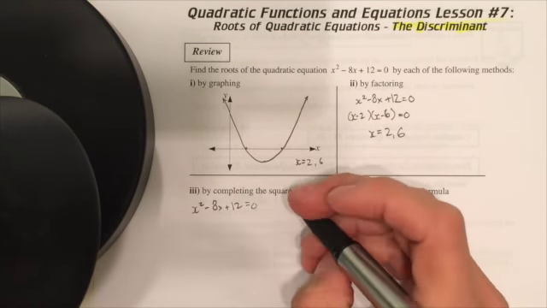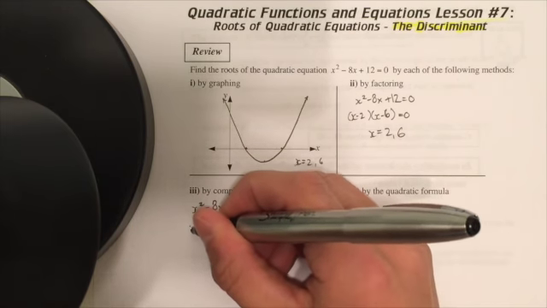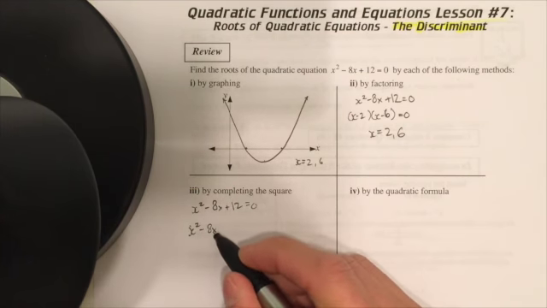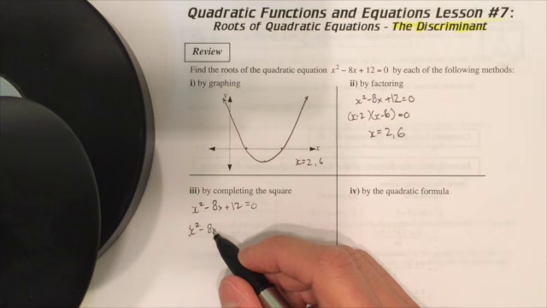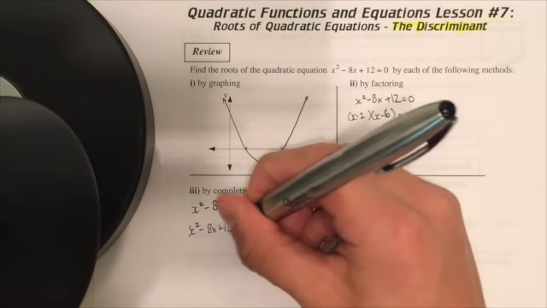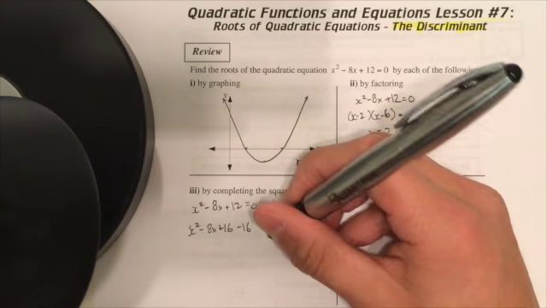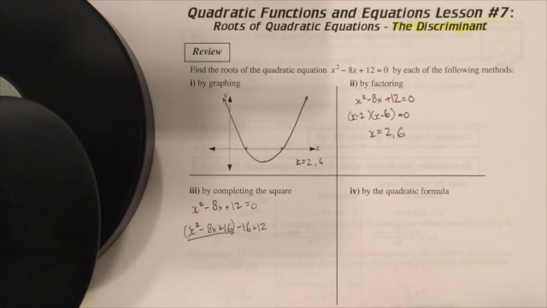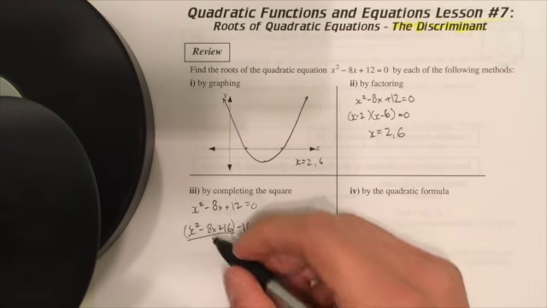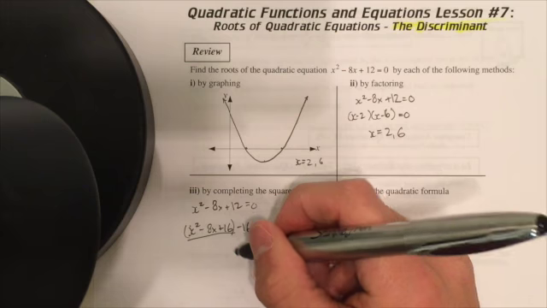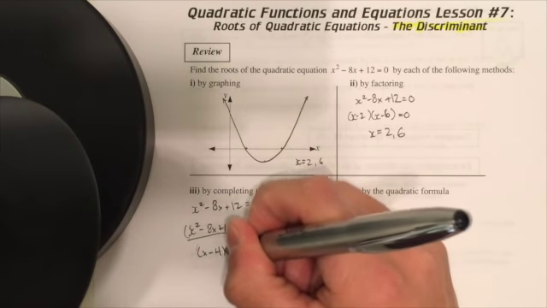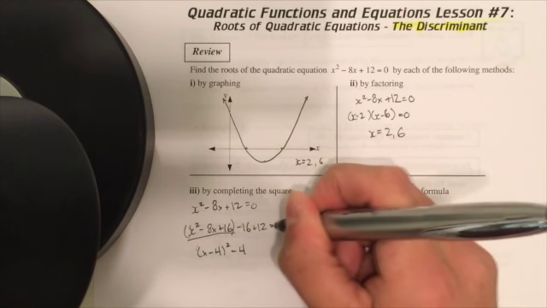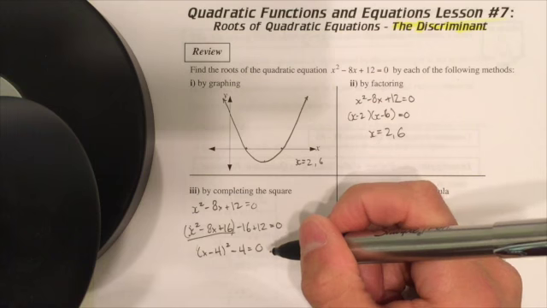If we're completing the square, remember that we want to take the x term here, take half of it, and square it, which would be 16. We want to add 16 and subtract 16, and keep the 12. Then for this part here, we need to find the perfect square, and the perfect square is going to be x minus 4, squared. And then we just simplify, so we're just left with negative 4, and that is equal to 0.